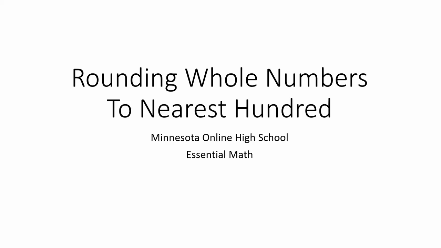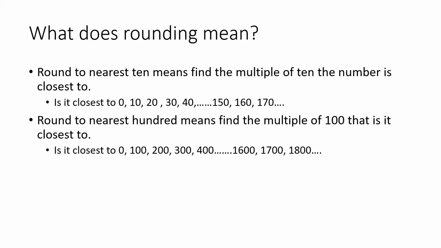In this video, we'll continue rounding whole numbers, and we'll look at rounding to the nearest hundred. Rounding to the nearest hundred means that we're going to find the multiple of 100 that our number is closest to. So our answers will look like things like 200, 300, or possibly 1,800, 1,900, but all of our answers will end in 2 zeros.